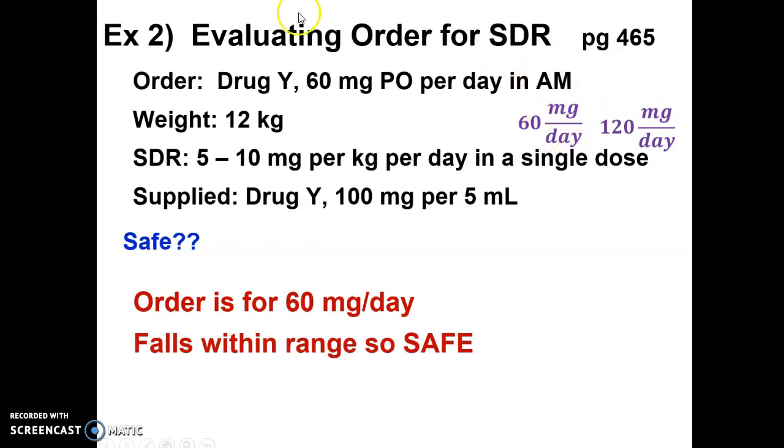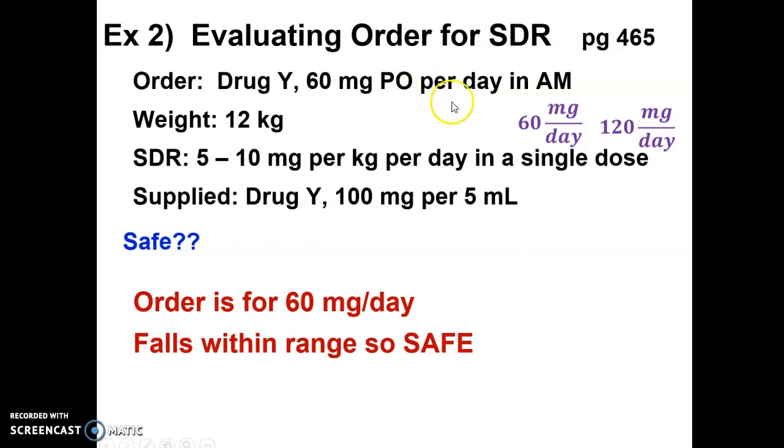But I would like to talk to you about the phrasing here. Our order said 60 milligrams by mouth per day. If it said 60 milligrams by mouth BID, twice a day, then that would mean our order would be for 120 milligrams, which is still safe. It's on the higher side, but it's still safe. We would want to look at the safe dosage range because it did say to give it within a single dose, that we give 5 to 10 milligram per kilogram per day in a single dose. So it would still fit with that as well because we're giving 60 milligrams in a single dose. We would just be giving it BID if this was a different problem, which would still fit.